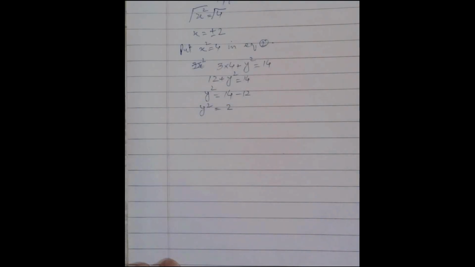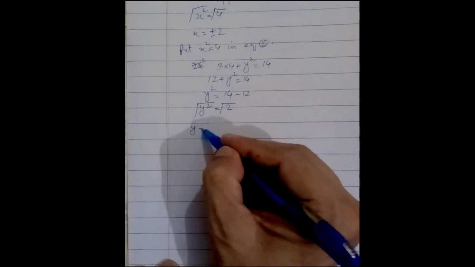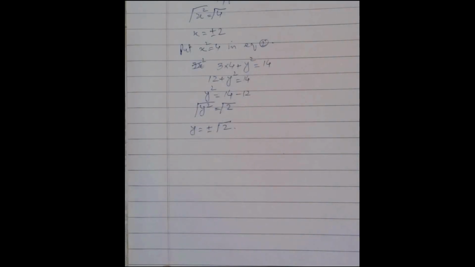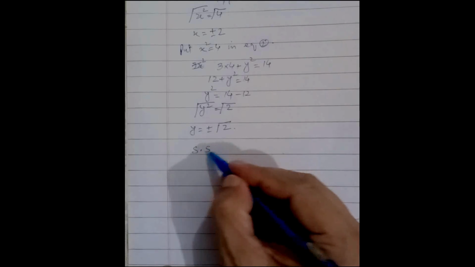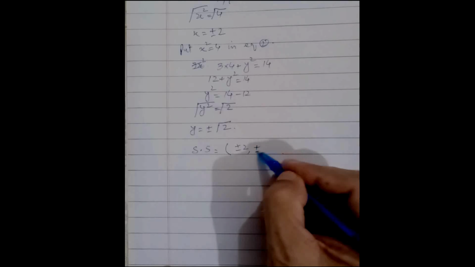So y² = 2, and taking the square root on both sides, we get y = ±√2. Hence the solution set of question 8 is ±2 and ±√2.